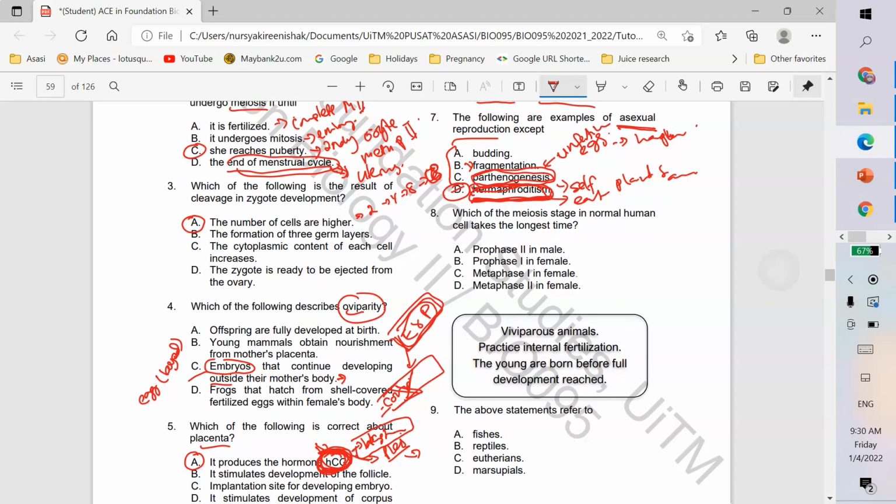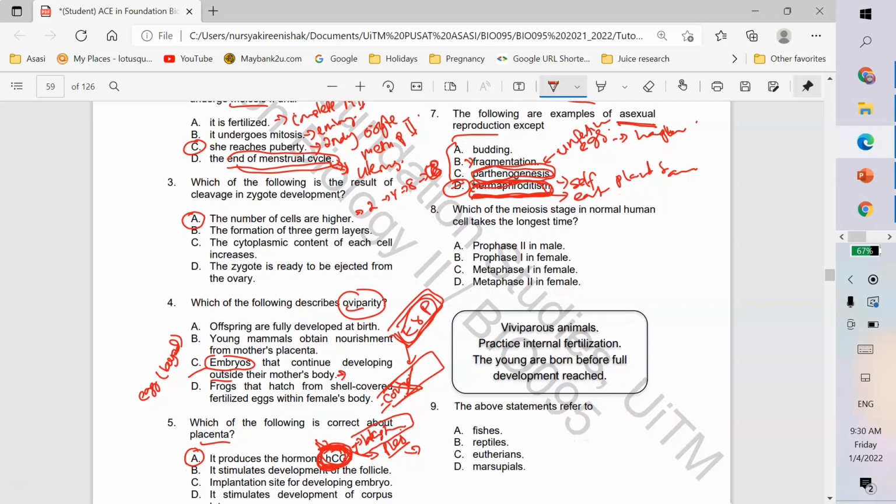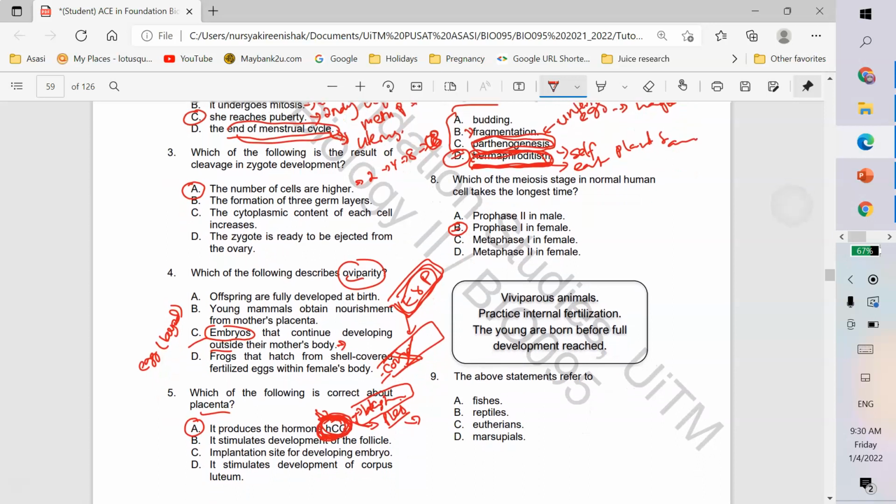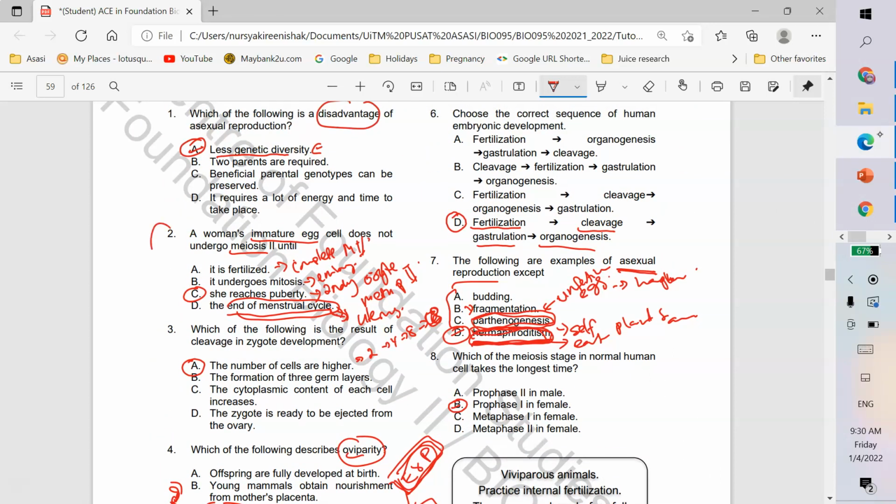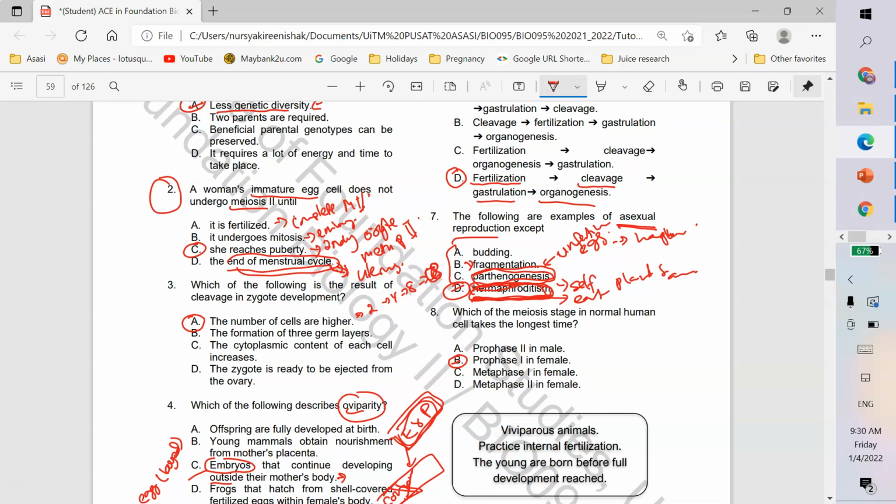Which of the meiosis stage in normal human cell takes the longest time? B. Prophase 1 in female. Apa explanation dia? Because masa tu dia berlaku recombination of DNA and crossover. Dia sama explanation yang macam kita tengok soalan nombor 2 tadi. Kan? So which of the meiosis stage in a normal human takes the longest time?